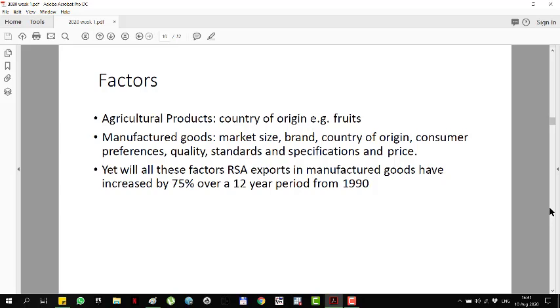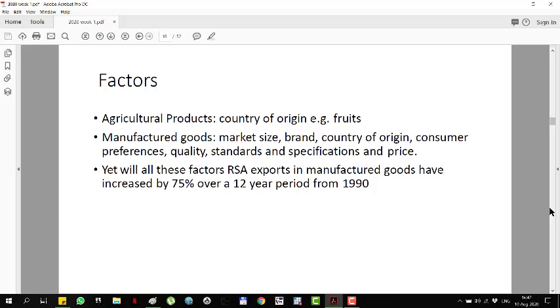So other factors that influence how many exports go out there, besides where the product comes from, are where it's manufactured, how big the market size is, what brand, what the consumer preferences are, the quality of the products, standards and specifications, and most importantly, price. Because sometimes price will include all these factors that we discussed before.